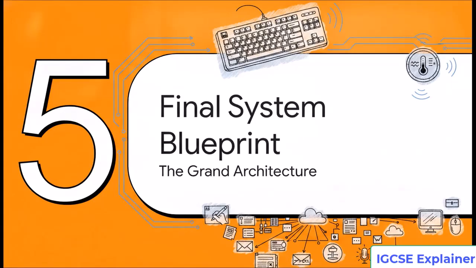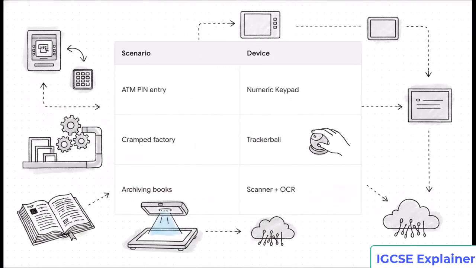Finally, Section 5, the final system blueprint. Let's put you in the driver's seat for a second with a rapid-fire diagnostic matrix to test what we've learned. Which device perfectly solves specific real-world scenarios? If you need to enter a PIN securely at a checkout, what do you use? You need the numeric keypad for speed and a low space footprint.